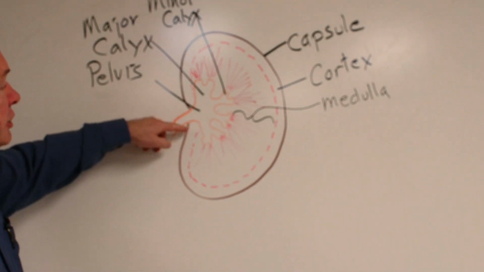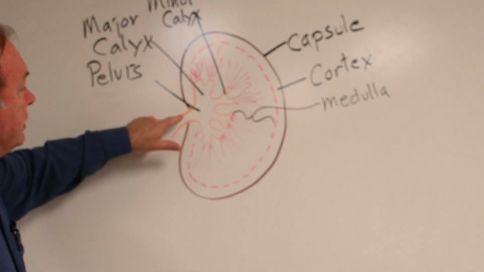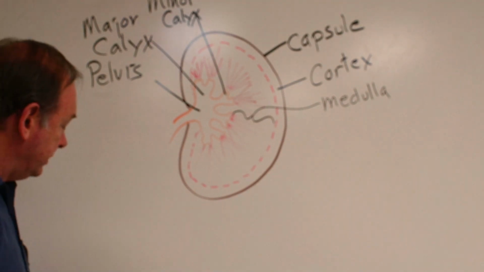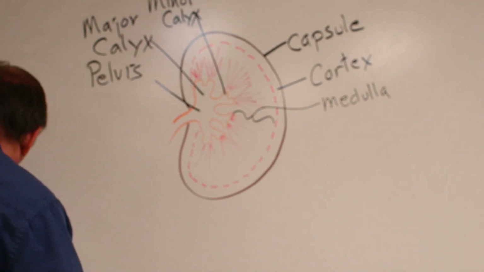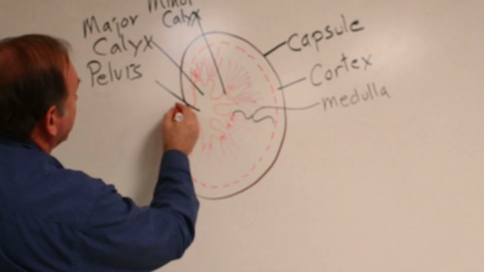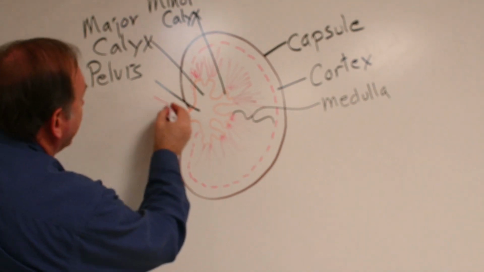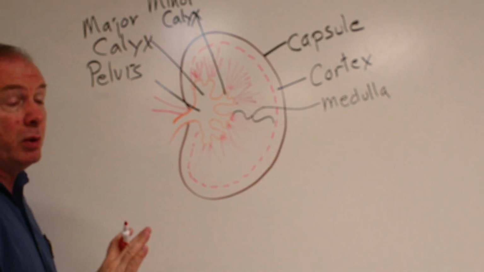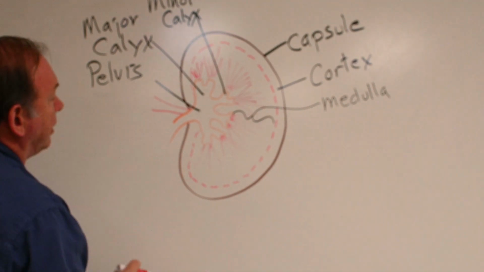The general region right here where the renal pelvis is connected to the ureter is known as the hilus. And at the hilus, we have the artery coming in and the vein going out. So there's an artery that comes in here, directly off of the main aorta. So the aortic blood supplies that renal artery.